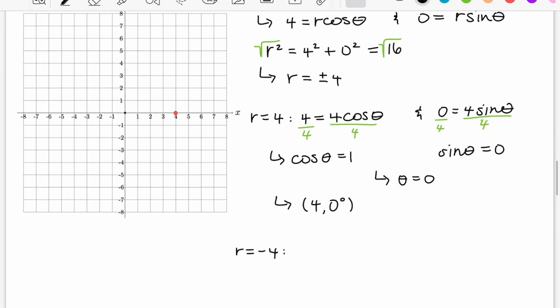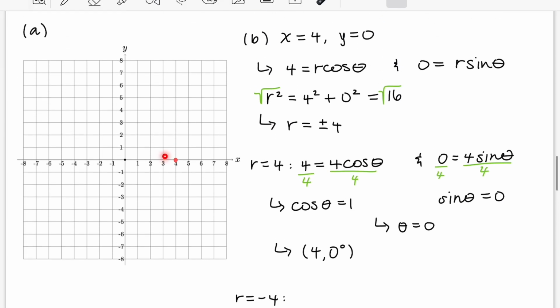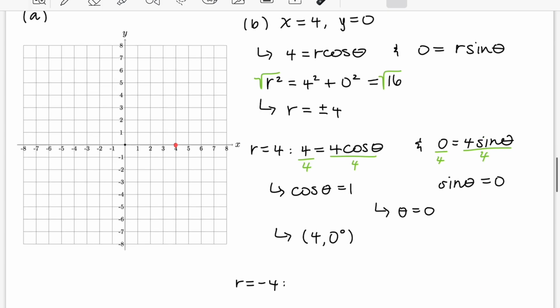Another point will occur when r is equal to minus 4. And actually, sorry, before we do that, I just wanted to go back to our original point in rectangular coordinates here. Notice that our radius, our distance from the origin here, is 4 in this case. That's what we see here. And if we're thinking about this as a unit circle or in our polar coordinate system, this would be 0 degrees at our polar axis here. So just an observation there.